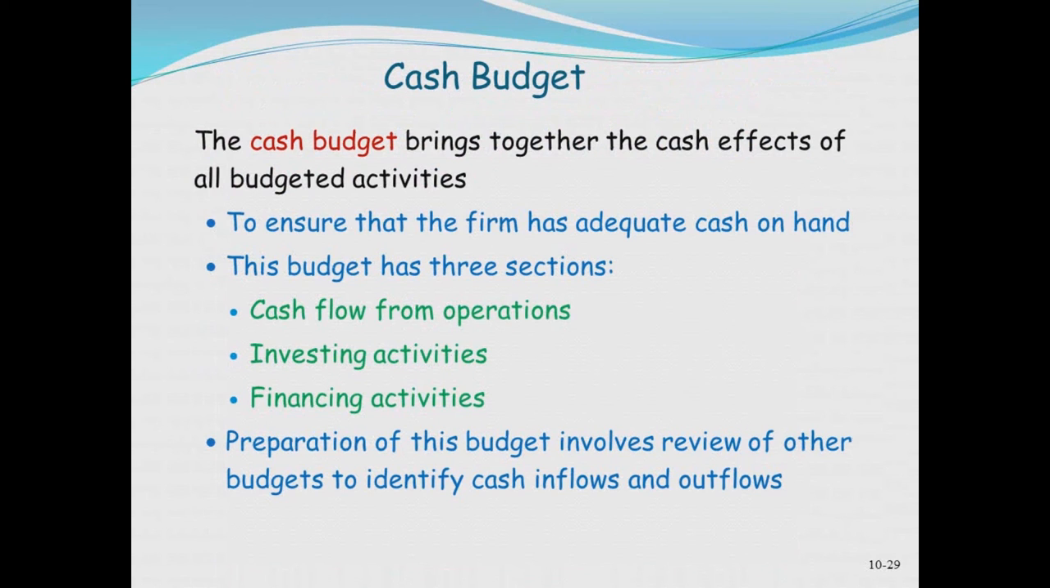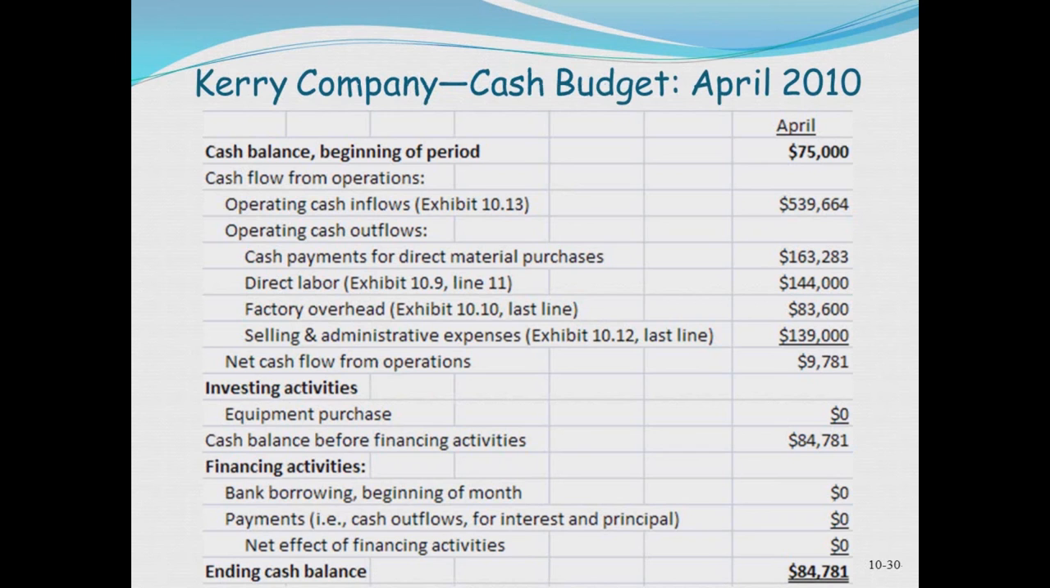And when you do your cash budgeting, you're looking at your cash flow from operations. Hopefully that's a positive number. It's cash that you need for capital investments and cash that you might need for financing. And so you see your cash flow. In the case of Terry, they're not buying any equipment and they don't have any financing requirements.